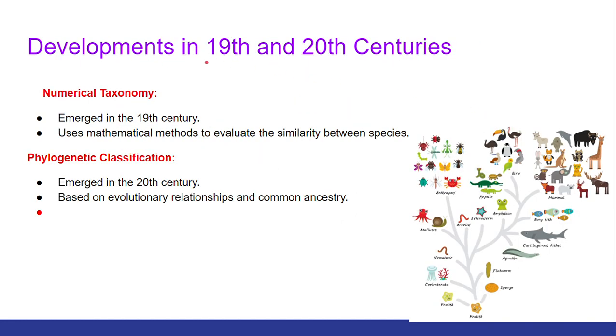Now, developments in the 19th and 20th century. So, we have numerical taxonomy. Numerical is nothing but when we deal with the mathematical method to classify the organism. How do we classify? By finding the similarity between the species. So, if more similarities are there, we are going to put them in particular categories, right?